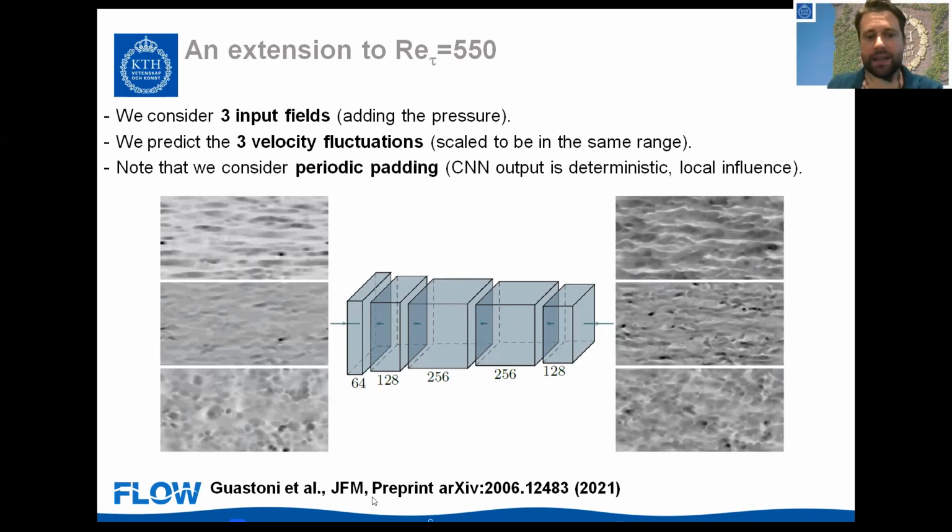This work has just been accepted in JFM. While it comes out, all the details are on arXiv, so you can see them there. But hopefully the JFM paper will be available soon to discuss all the details of the architectures.